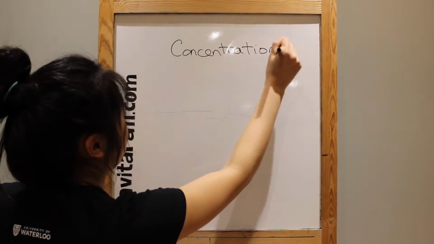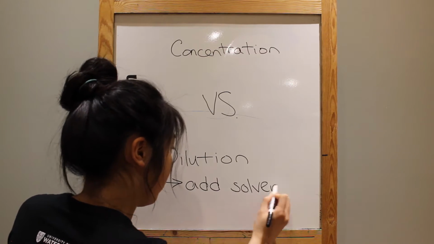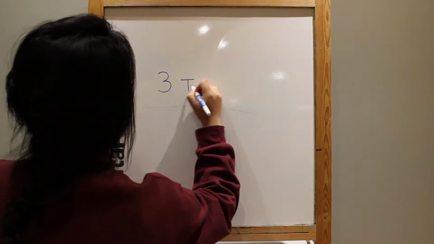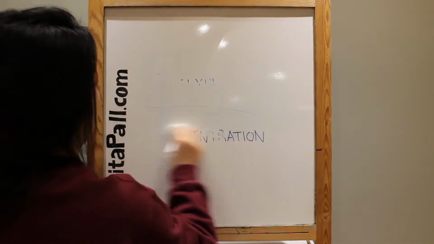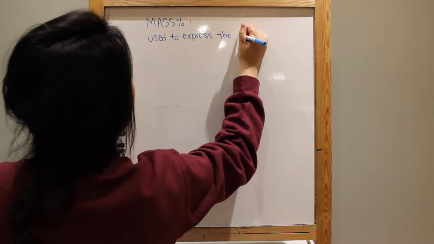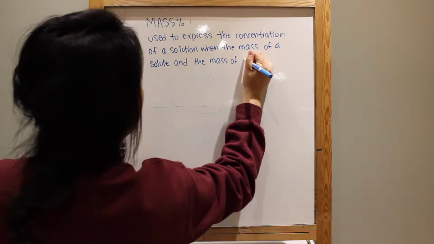So how do we distinguish between concentrations and dilutions? Basically, with dilutions, there's more solvent than solute, whereas for concentrations, it's the opposite, with more solute than solvent. Alright, so let's define our three types of concentrations. So our first definition is mass percentage, which is used to express the concentration of a solution when the mass of a solute and the mass of a solution is given.